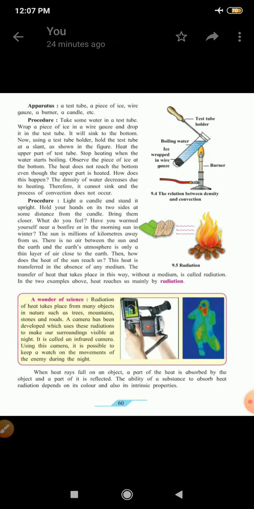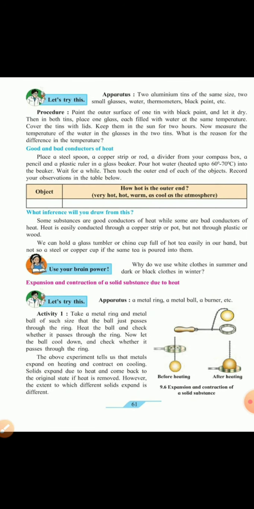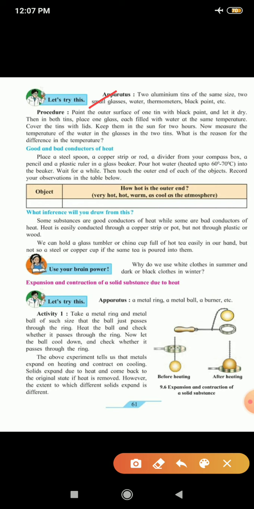Now let's go to the next page, page number 61. Let's try this. Apparatus: 2 aluminium tins of the same size, 2 small glasses, water, thermometers, black paint, etc. Procedure: Paint the outer surface of one tin with black paint and let it dry. Then in both tins, place one glass each filled with water at the same temperature.